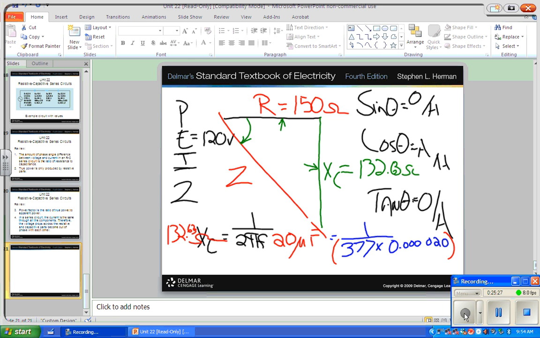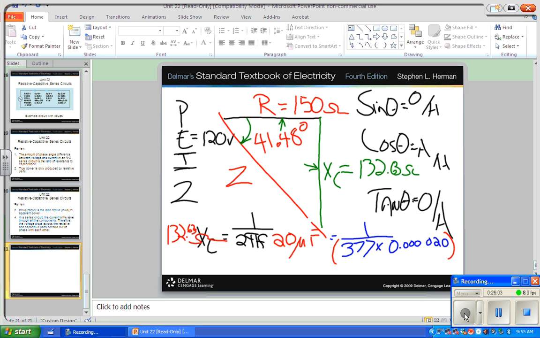Now hit clear. I know I don't say that very often, but we're going to hit clear now. Matter of fact, hit it twice, just to be sure. So now we're going to say second function tangent. And in the tangent, the opposite goes first. So we're going to put in 132.63 divided by 150, and hit enter, and that'll tell us the angle of this thing. Say again. 41.48 degrees is our phase angle.